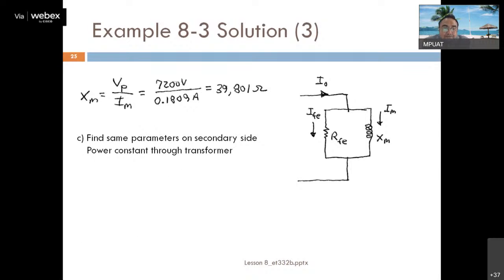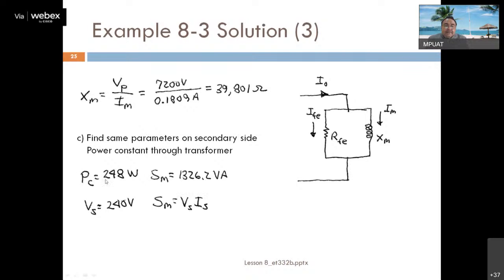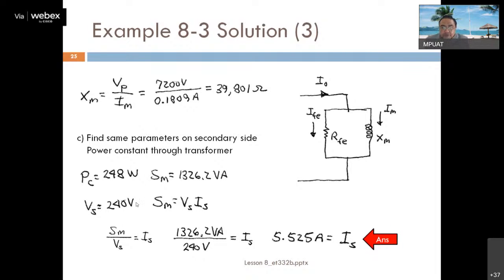The third is to find the same parameters on the secondary side, power constant through the transformer. So the same is being applied on the secondary side. Here again the active power drawn is 248 watt. Now the applied voltage is 240 volt. We can calculate the corresponding magnetizing volt ampere and this VSIS. From that we will get the secondary current as 1326 upon 2 divided by 240. We will get the secondary current as 5.525 ampere. Clear? How we have calculated this value?